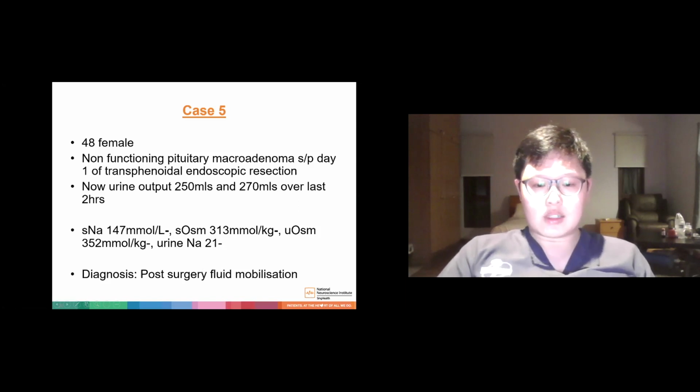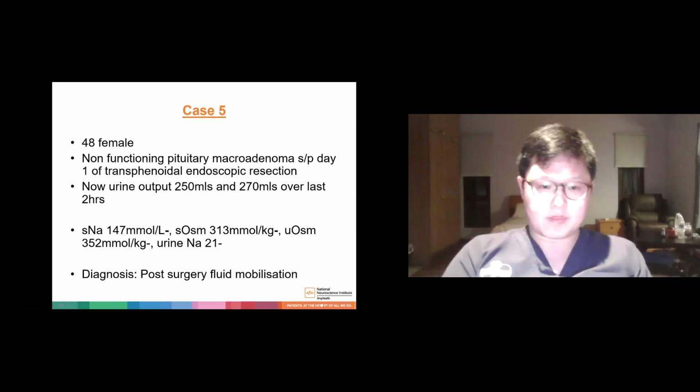So in this case, this is post-surgery fluid mobilization because her urine osmo is fairly similar to the serum osmo. So she is actually still concentrating her urine appropriately.